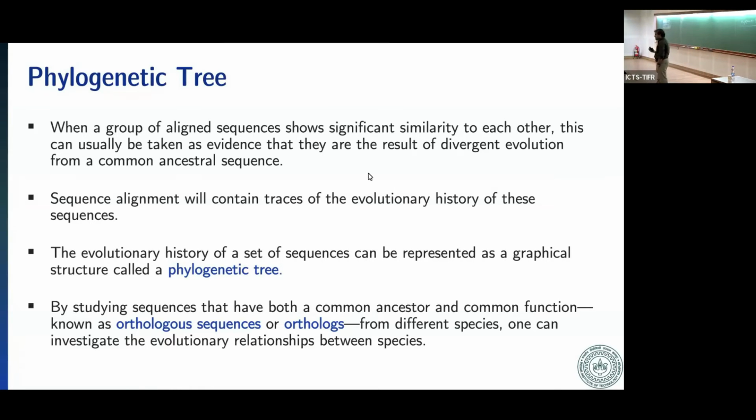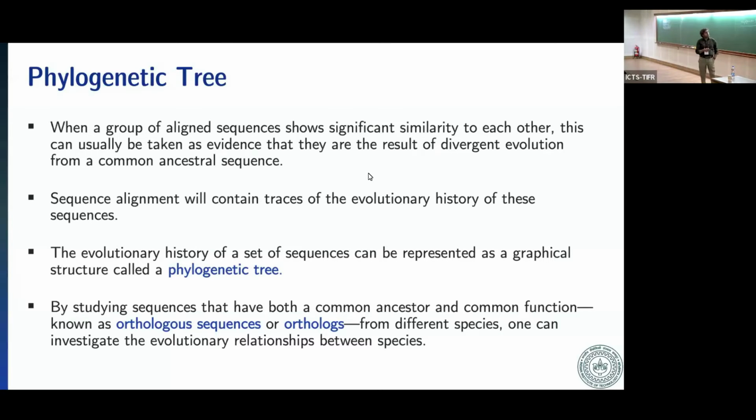The way we reconstruct this evolutionary history is that we represent it as a graphical structure, and this graphical structure is sometimes called a phylogenetic tree. This is essentially the definition of a phylogenetic tree: we have a set of sequences which are connected via a graphical structure, and this graphical structure is nothing but a tree structure. When it is a tree structure, we call it a phylogenetic tree.